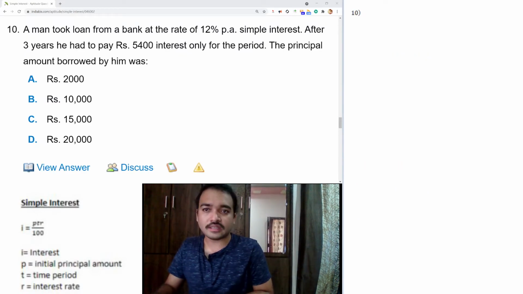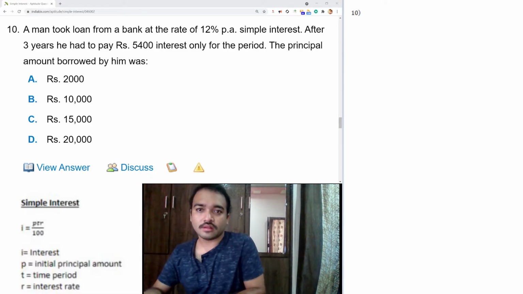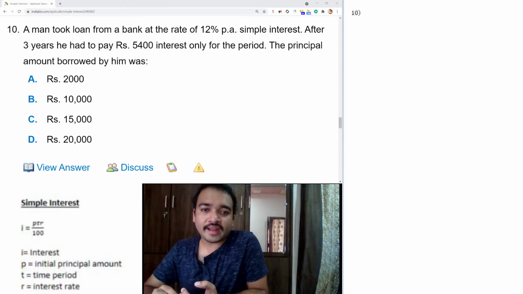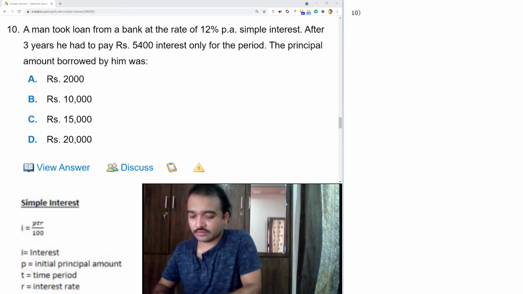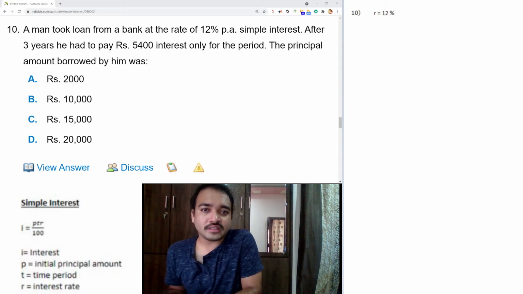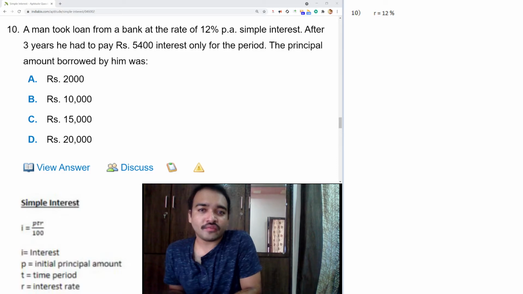Okay. Let's see problem number 10. A man took a loan from a bank at the rate of 12% per annum, simple interest. Rate of interest is 12. After 3 years, he had to pay 5,400 interest only for the period. Time period is 3, interest is 5,400. The principal amount borrowed by him was, we need to find the P value.